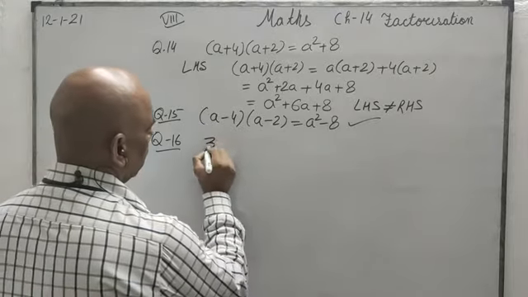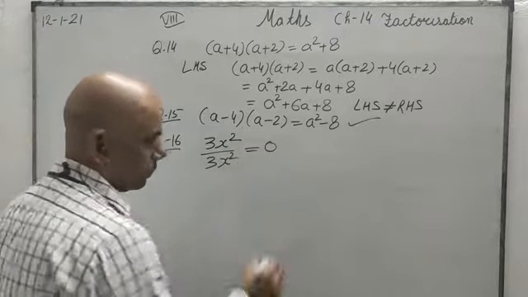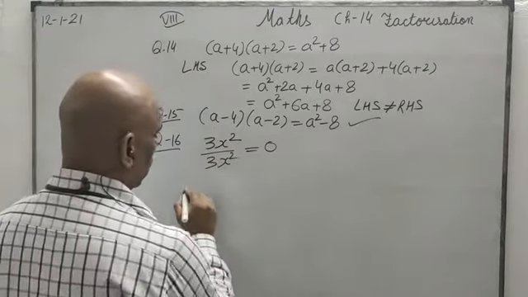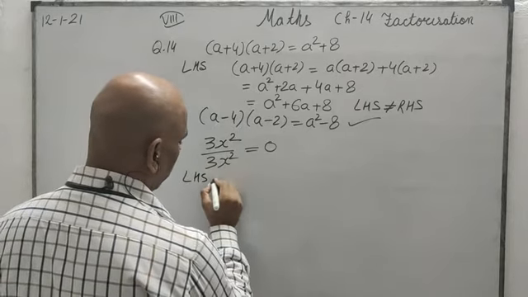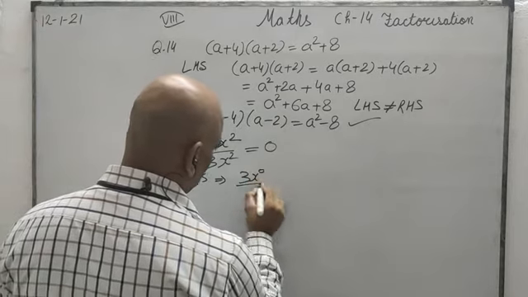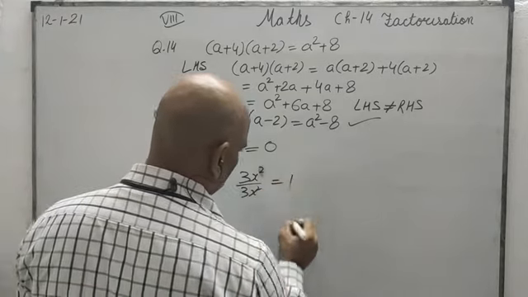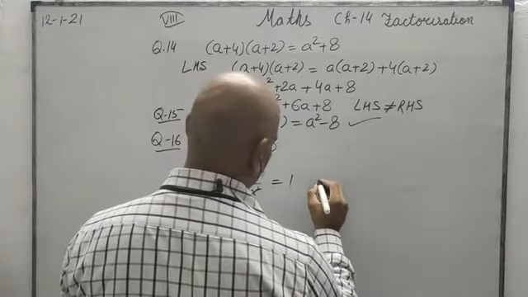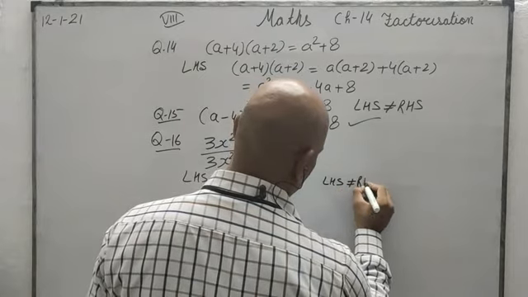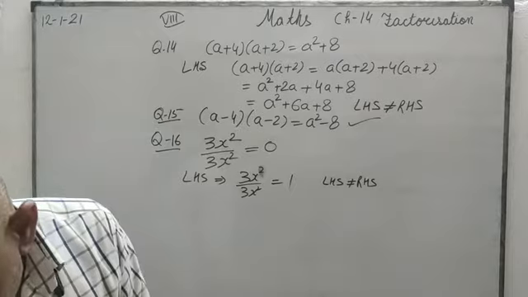What he is saying, 3x square when divided by 3x square is 0. Is it? No, it is not. It is wrong. Why it is wrong? Because whenever we divide something by the same, we get 1, not 0. But you people are in a habit of doing this. आप कर देते हो ऐसा. So this will be equals to 1, not equals to 0. So LHS is not equals to RHS here.